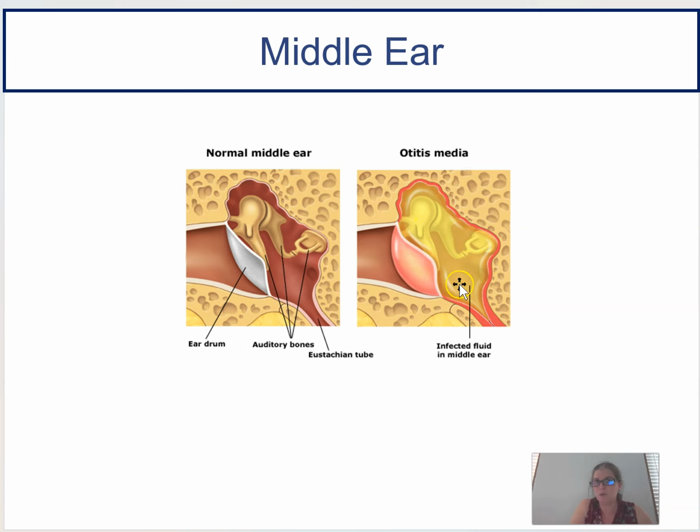It can push pressure on the eardrum and cause a lot of pain. It actually looks red. So when you look with that otoscope, you'll see that it looks red. Sometimes if there's chronic infections, they'll put little tubes in here, which are just there to equalize that pressure if your children get a lot of ear infections.